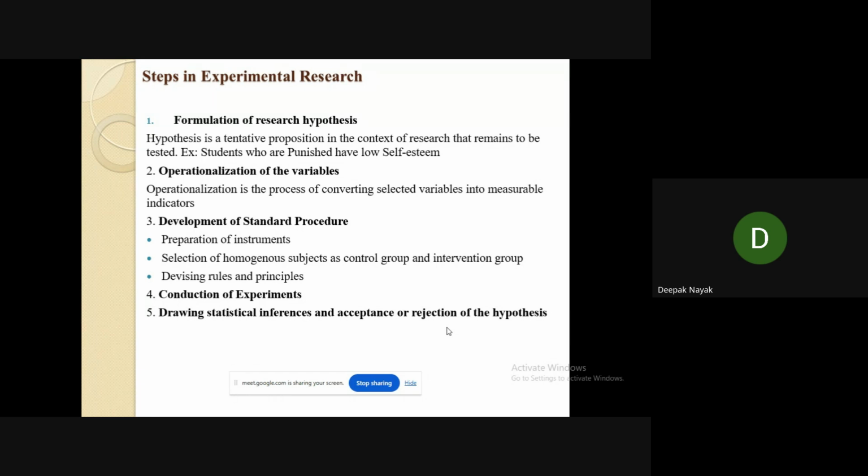Then you start reading on the specific areas. You can go through the previous research done in that specific area of the field. Then out of them, you want to make your research questions. Based on the research questions, you have to formulate your research hypothesis.